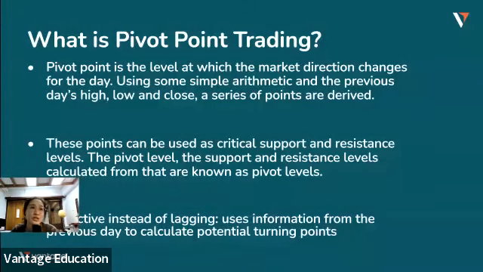So what exactly is pivot point trading? A pivot point is the level at which the market direction changes for the day. We make use of some simple arithmetic and the previous day's high, low, as well as the close, and a series of different points are derived from that calculation. These specific points can then be used as critical support and resistance levels. The pivot level is calculated from the support and resistance levels. Pivot point trading is actually a pretty popular trading strategy because it is predictive instead of lagging, because it uses information from the previous day to calculate potential turning points.